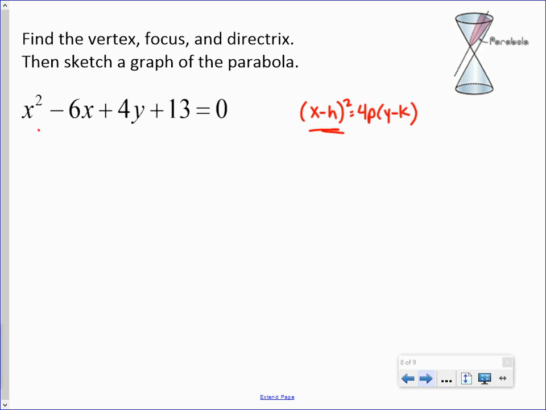So here's what I would do. I would get x's on one side, so I'm going to have x squared minus 6x. I'm going to leave some room to complete my square. Equals, I'm going to move the other terms to the other side, negative 4y minus 13. So I'd have to subtract them both. What value completes the square for x squared minus 6x?